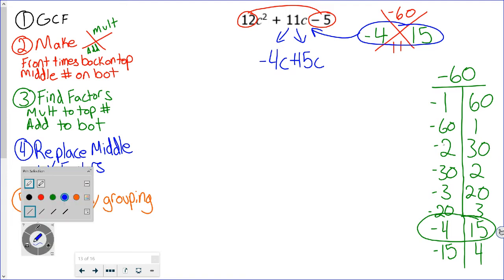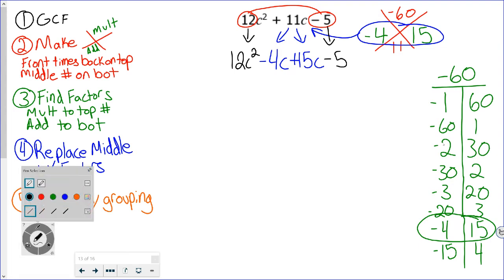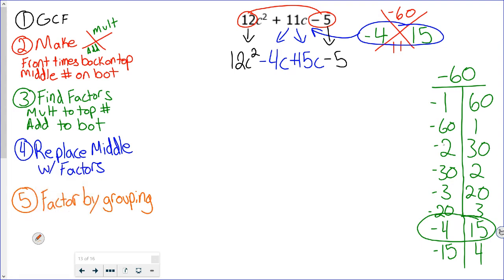I'm going to drop these down in black just so you know I didn't change any of these. This is 12c squared. This drops down and is -5. And now we just finish by factoring by grouping. This is what we did last week. You'll group these front two. You'll group these back two. And we need to figure out what we can take out of each of these two chunks.